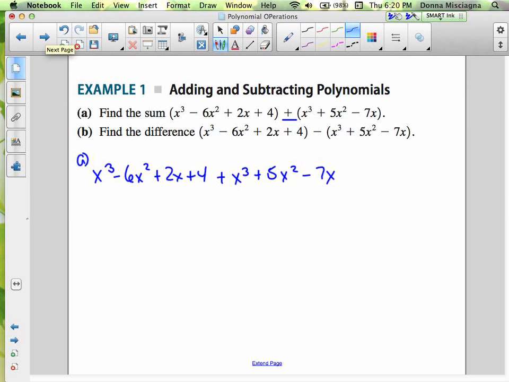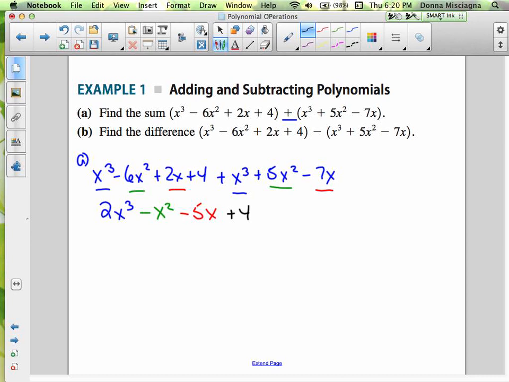And all I need to do is combine the like terms. Right? So there are 2 cubic terms, x cubed and x cubed. We can add those together. That makes 2x cubed. We've got 2 squared terms, negative 6x squared and positive 5x squared. Negative 6x squared plus positive 5x squared would be a negative x squared. We can combine the x terms. We've got a 2x and a negative 7x. So 2x minus 7x is a negative 5x. And there's just one constant, plus 4.